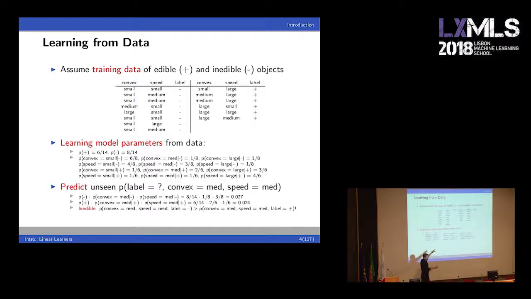Then say again, probability of convex equals small. So 8. Do we have 6 over 8, right? We have 6 times convex equals small over 8 negative labels, and so on. Convex equals medium, so we count medium. This would be how much?